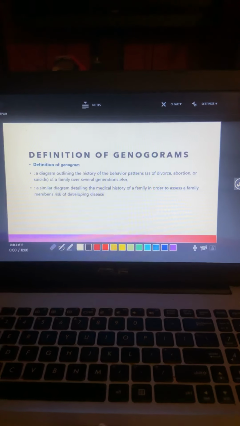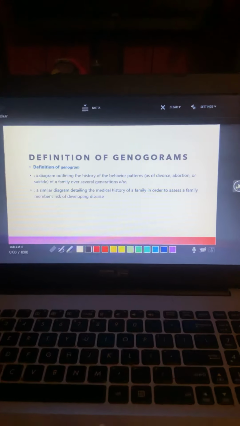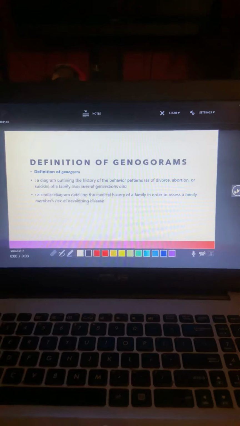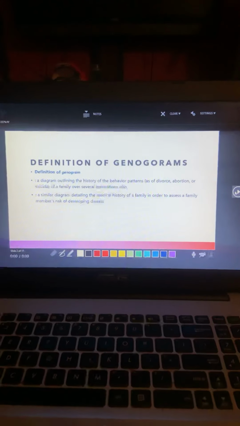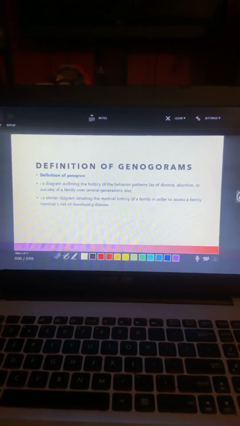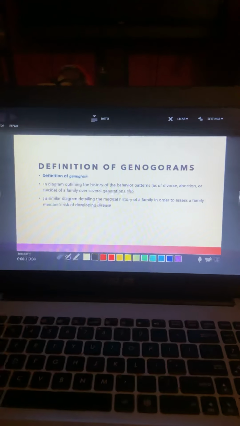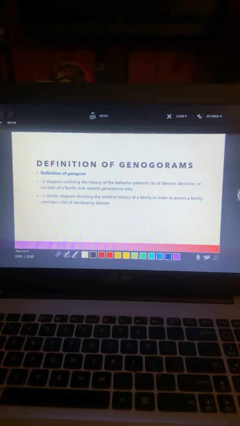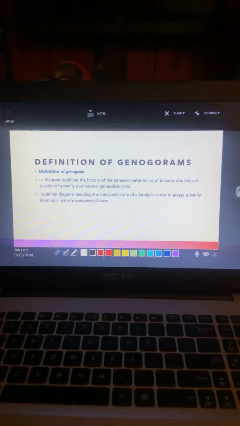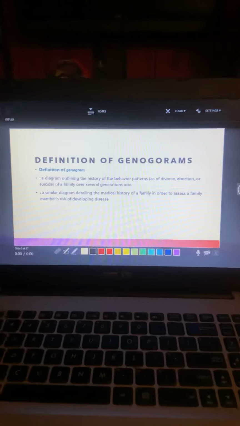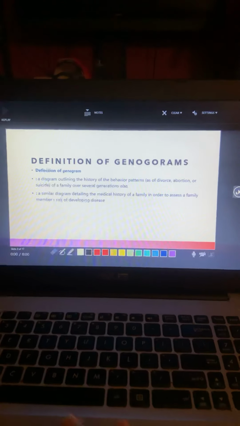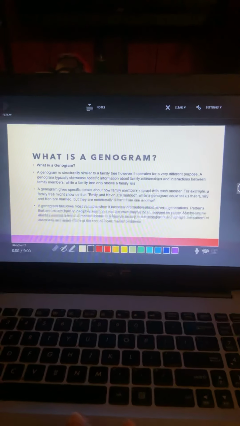A definition of a genogram. A genogram is a diagram outlining the history of the behavior patterns, such as divorce, abortion, or suicide, of a family member over several generations. Also, a similar diagram detailing the medical history of a family member in order to assess a family member's risk of developing a disease. So the risk of developing the disease could be genetically inherited. So that's what these diagrams will capture.